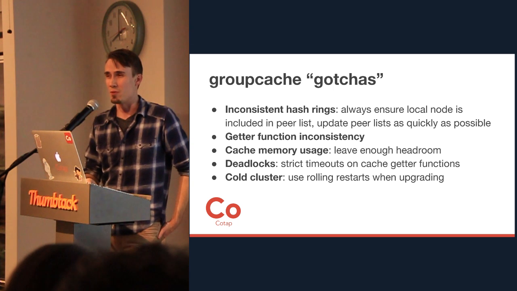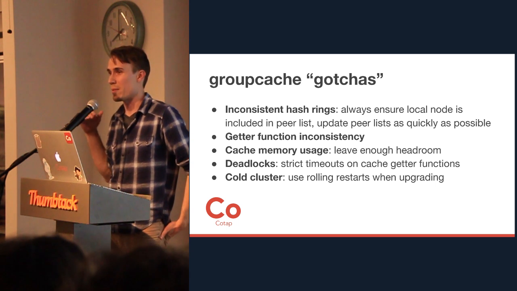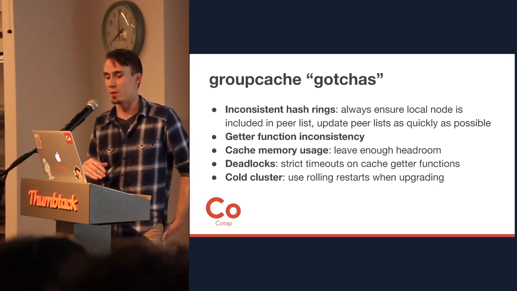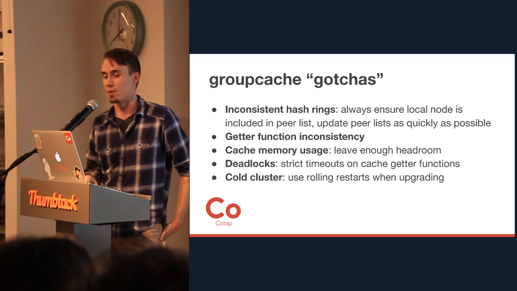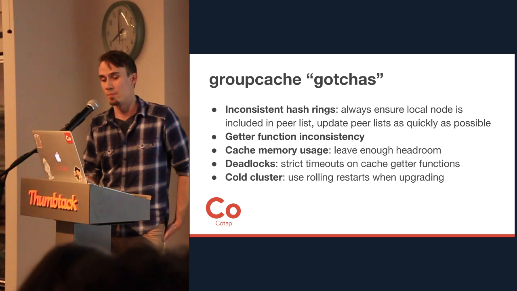Finally, we've run into a few deadlocks. So make sure you have strict timeouts on your cache getter functions. I think appropriate timeouts are always a good idea for a distributed service. But this is something that we didn't think about early on, and it's really important. You don't want a distributed system to be deadlocked.